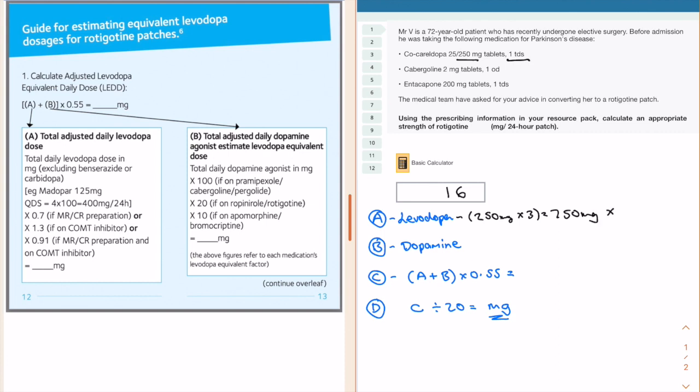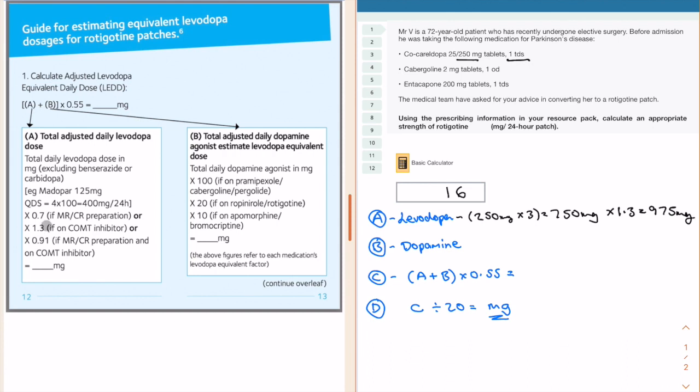Now I have to multiply this by my factor, if there is one. So when I look in box A over here, it's telling me that if the patient's on a modified release preparation, I must multiply it by 0.7. If they're on a COMT inhibitor, I must multiply it by 1.3. But if they're on an MR preparation and a COMT inhibitor, I multiply it by 0.91. So in this scenario, they're on entacapone, which is a COMT inhibitor, and they're on a standard release preparation. So I'm going to use 1.3 to multiply it by just a COMT. So 750 milligrams times 1.3 on your calculator is going to give you an answer of 975 milligrams.